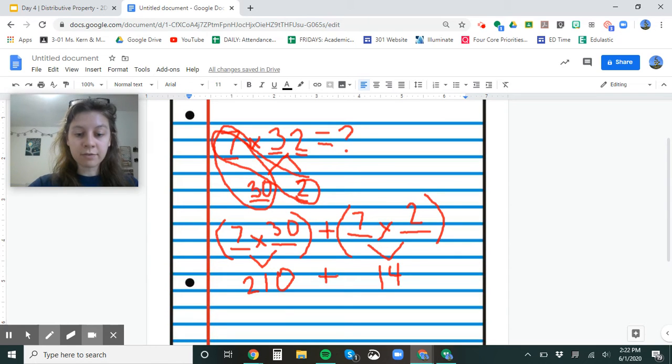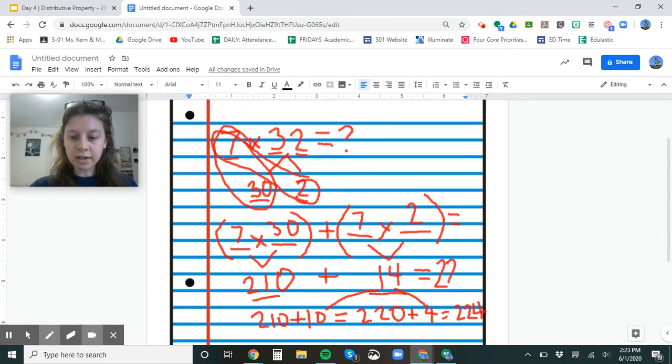Now I have solved for my 2 products. Oops, I forgot my equal signs. I have solved for my 2 products. I have 210 and 14. Now I'm going to add these 2 parts together. So 210 plus 14. Well, I could do some more math, and I could say 210 plus 10 equals 220, and then 220 plus 4 equals 224. So there I just chunked 14 into 2 parts to find my answer.